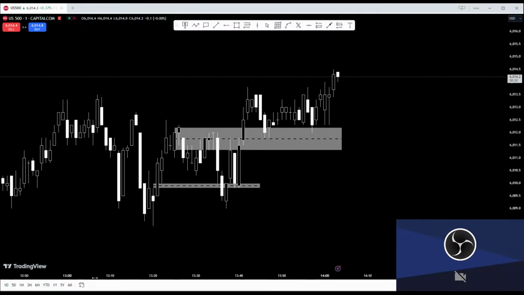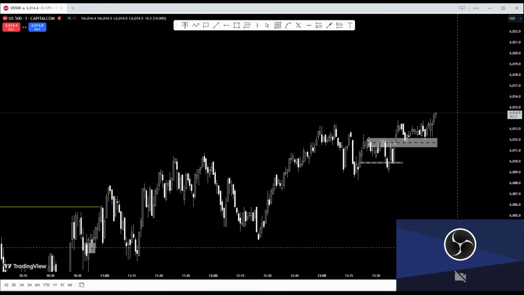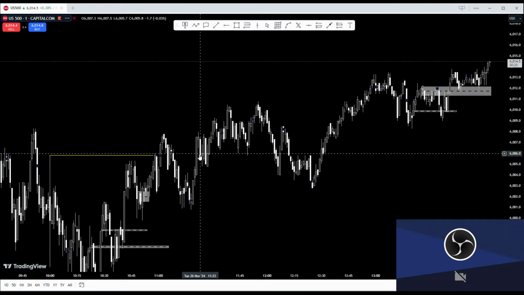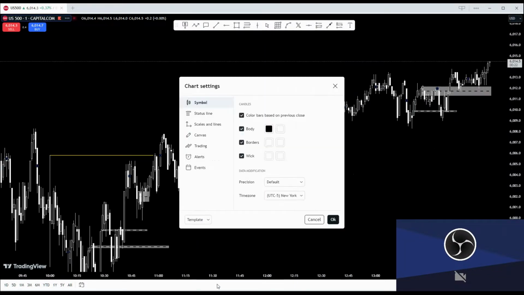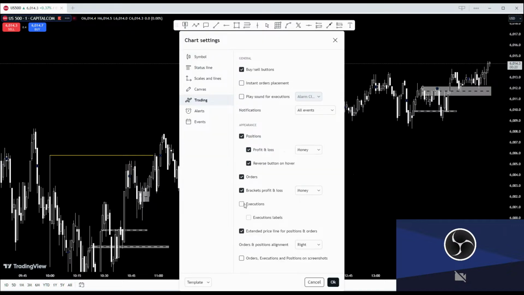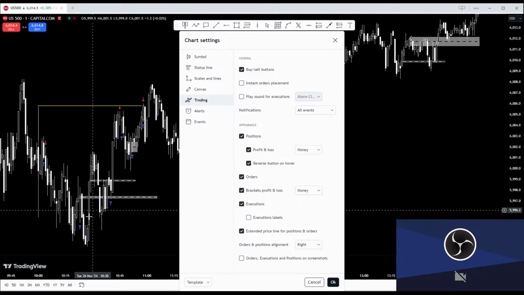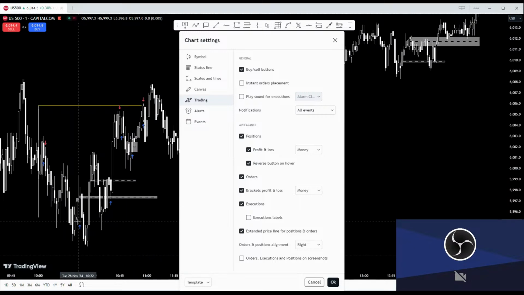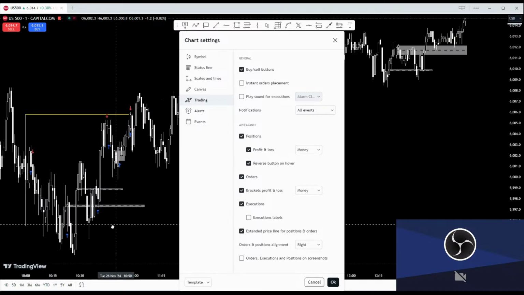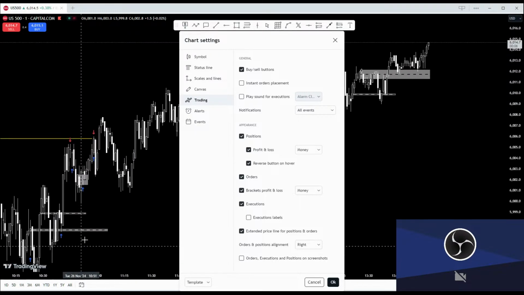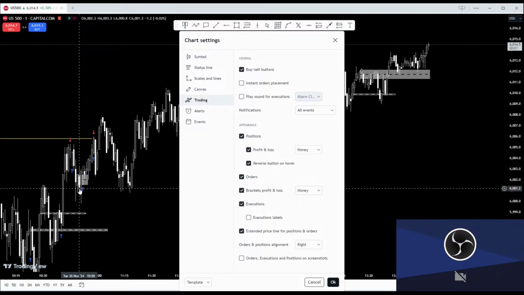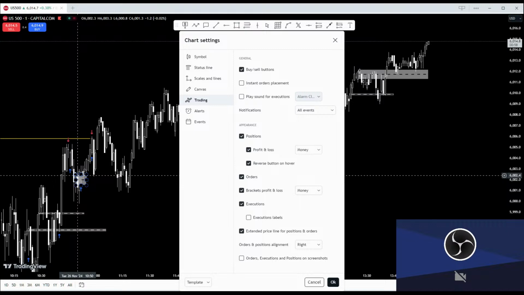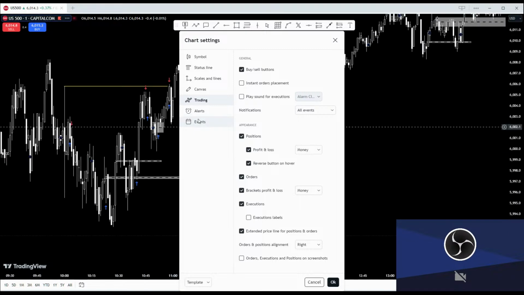So yeah, as one can see from earlier, with this order block, that's quite neat.